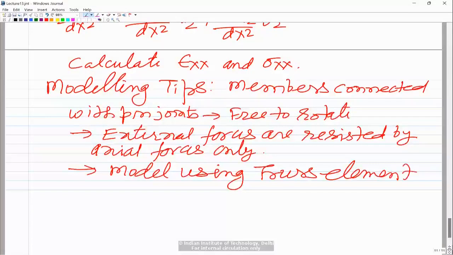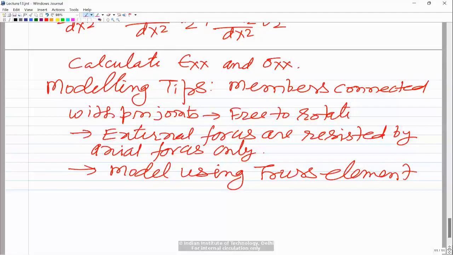Because if you model a truss structure using beam, then you are assuming that at the common joints they are not free to rotate; the relative rotation is not allowed. That will give you a wrong result, because the members are connected through pin joints. If you model using frame element, it will give wrong results. Similarly, if they are rigidly connected, say bolted, and the members are not concurrent, and you model that using truss element, that will also give you wrong results. So you have to choose appropriately.